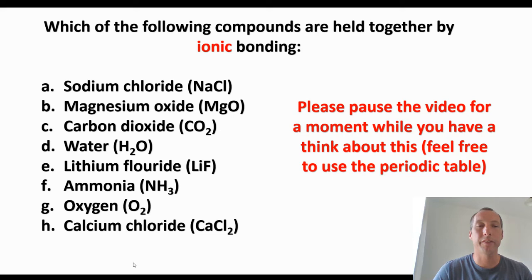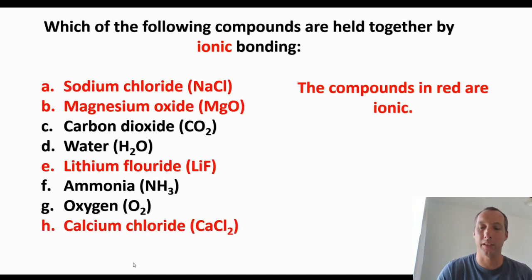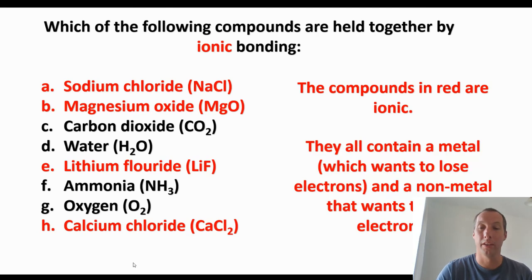Okay, hopefully you've given yourself enough time for that. So in order to solve this, the key thing you're looking for is, does that compound have a metal and a non-metal in it? All the ones in red are held together by an ionic bond, and the reason is that they all contain a metal which wants to lose electrons and a non-metal that wants to gain electrons.